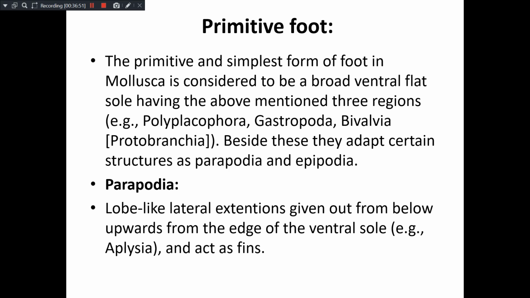If you look into the most primitive type of foot, which is the simplest form of foot also, that is considered to be a broad ventral flat sole, which is found in Polyplacophora, Gastropoda, Bivalvia. But along with this, it has also been observed that the foot is very well adapted to certain structures like parapodia or epipodia.